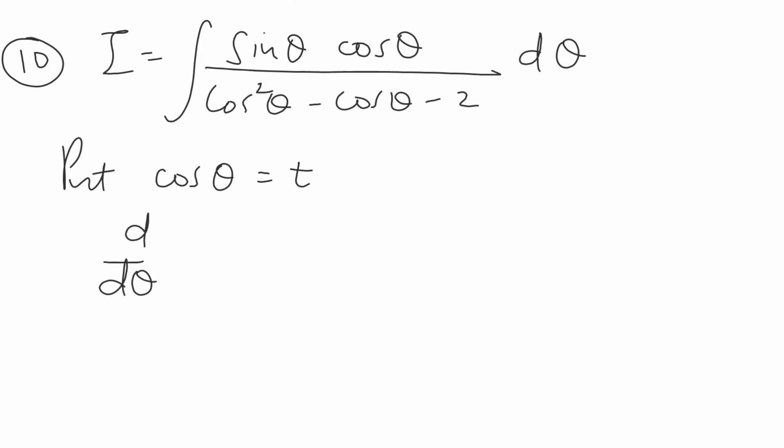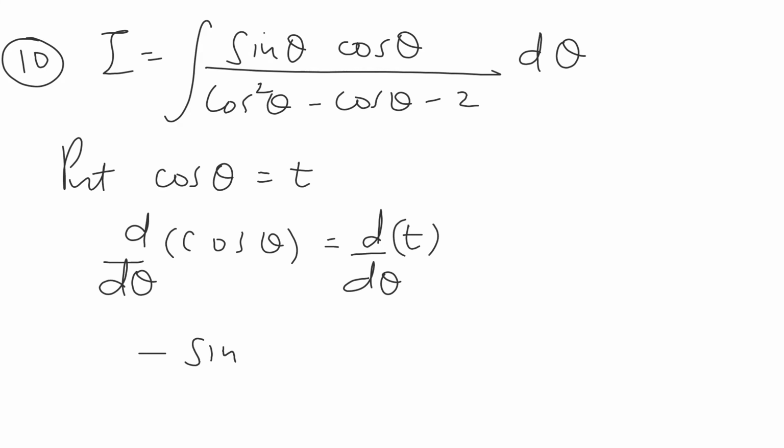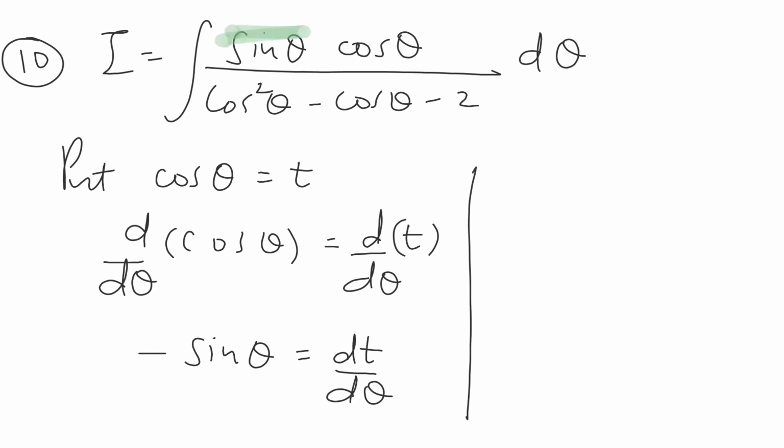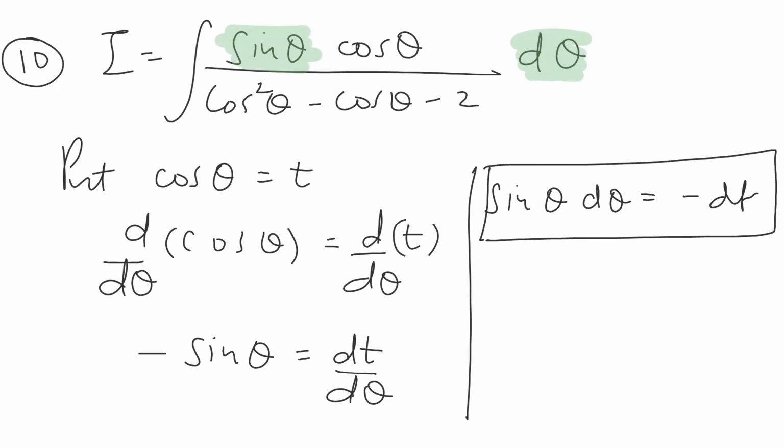Don't apply the half angle formula. d by d theta of cos theta is equal to d by d theta of t. What is the derivative of cos theta? Derivative of cos theta is minus sine theta dt by d theta. So in the main question, what will sine theta d theta be replaced with? It will be dt, with the minus sign outside, so it will be minus dt.